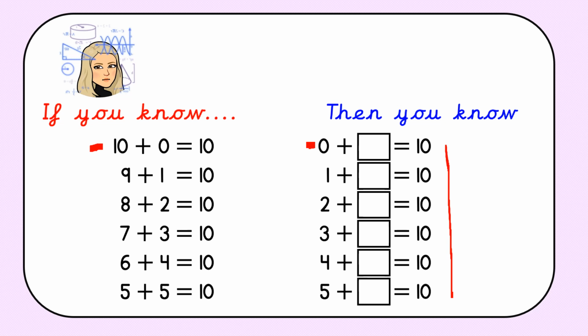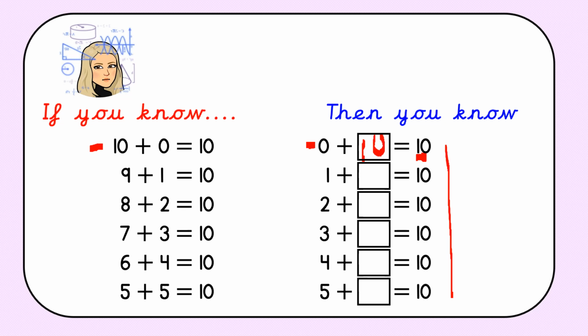And then what's different? So for example, this says 10 add 0 equals 10. This says 0 add something equals 10. What's the same is that the whole is the same. The whole number's 10. The parts are the same, but what's different? That's right, the numbers are reversed. So instead of 10 add 0, this is 0 add 10.